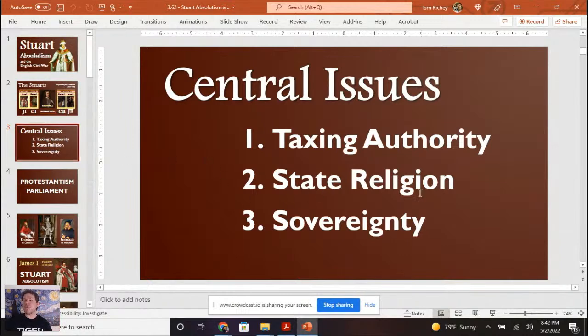And then the state religion. Okay, so is the monarch going to control the state religion? Now, we want to note here that this is not just Catholics versus Protestants. This is also Protestants versus Protestants.